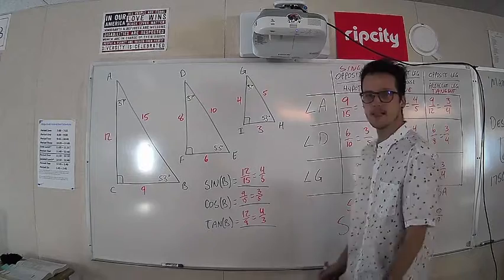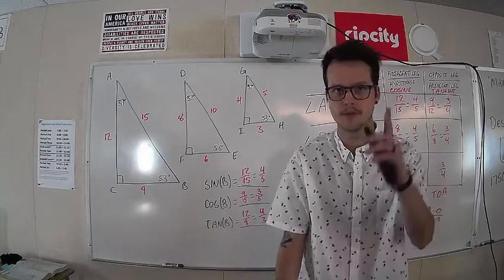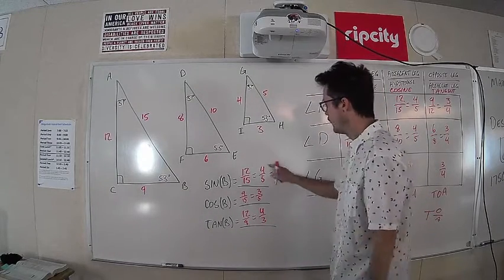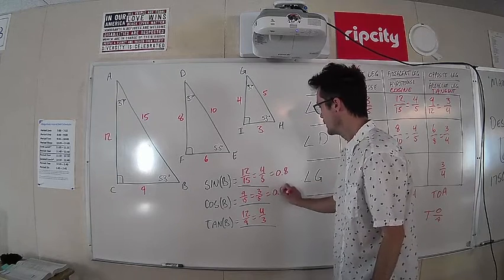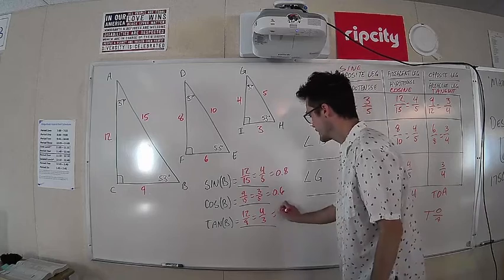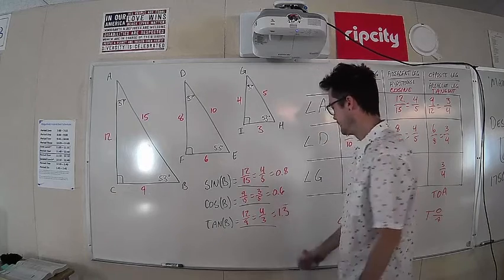Now, just for funsies, let's look at these in decimal form. There's going to be a reason for this shortly. 4/5, that's the same thing as 0.8. 3/5, that's 0.6. And 4/3, that's like 1.3 repeated.